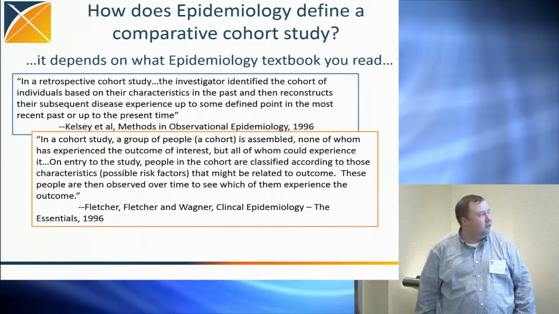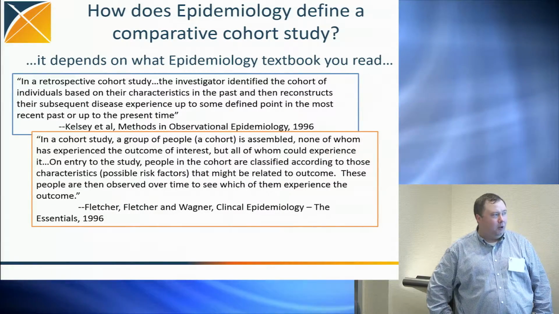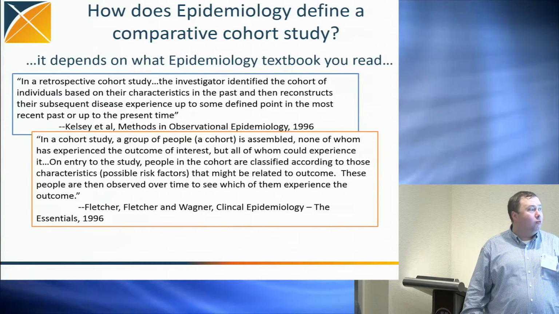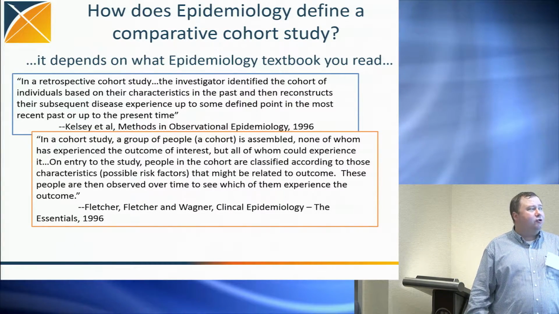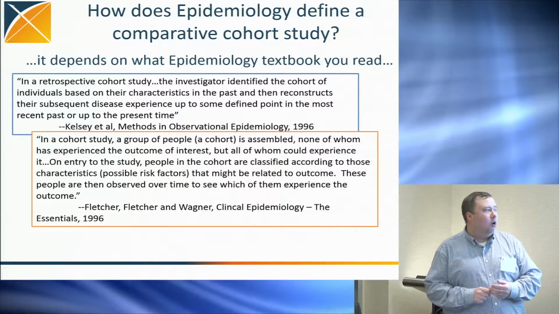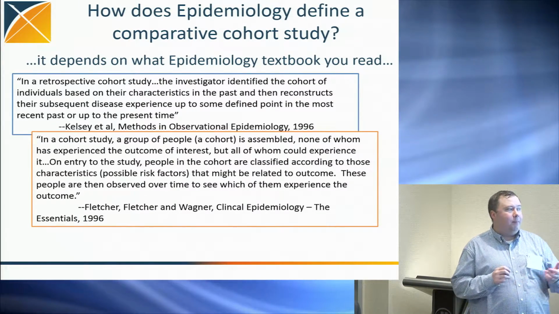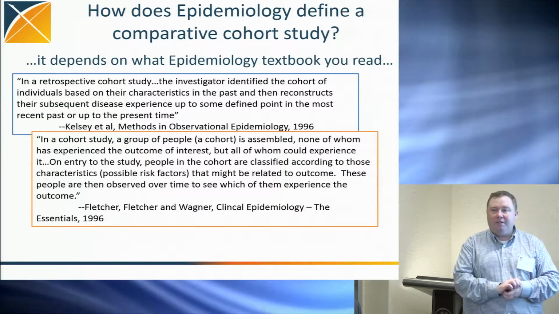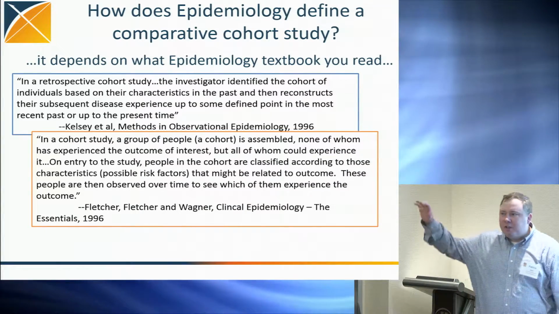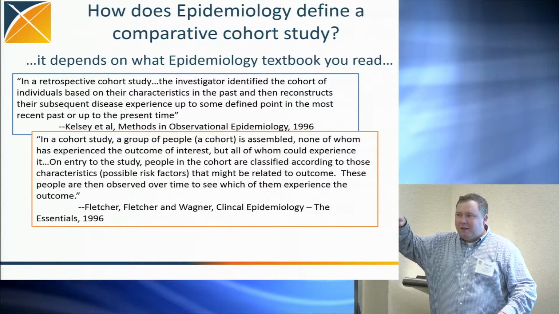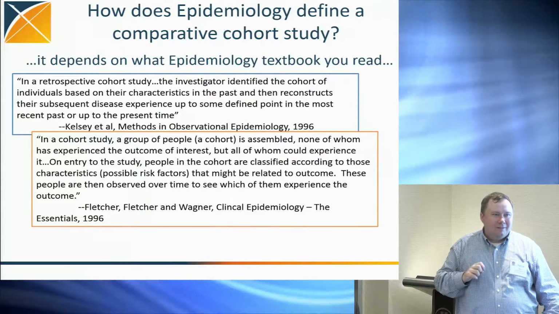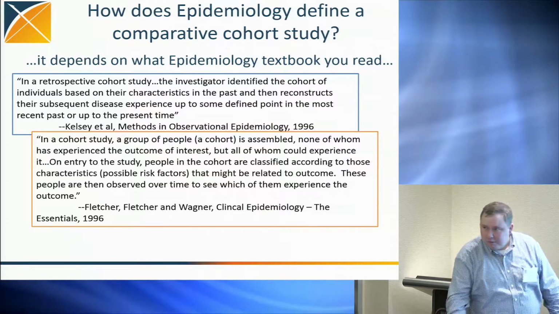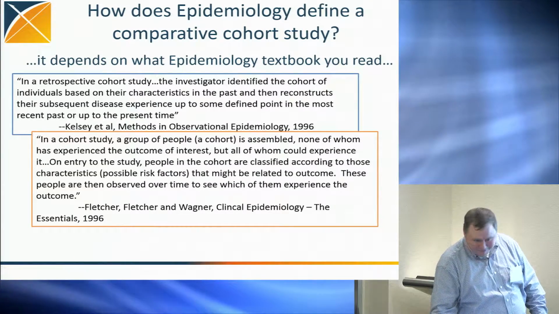Fletcher and Wagner define a cohort study as a group of people, a cohort, assembled, none of whom have experienced the outcome, but all of whom could experience it. On entry to the study, people in the cohort are classified according to characteristics that might be related to the outcome. These people are then observed over time to see which of them experience the outcome. How many of you are Fletcher and Wagner fans? Not the whole thing. It's all flavors. Some, okay. Come on, Michael, you've got to pick one. Wait till you see them all.